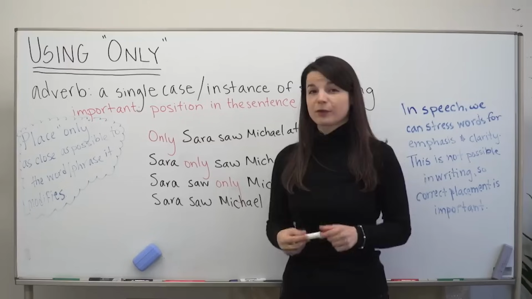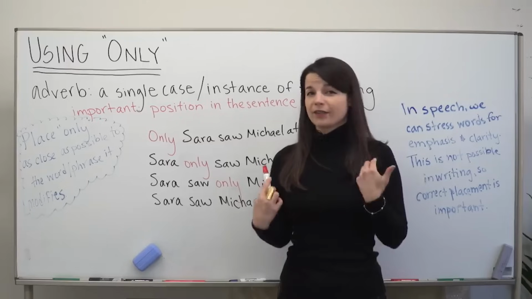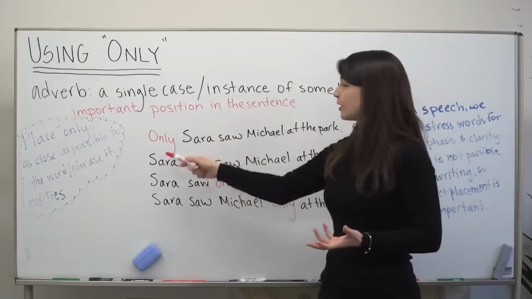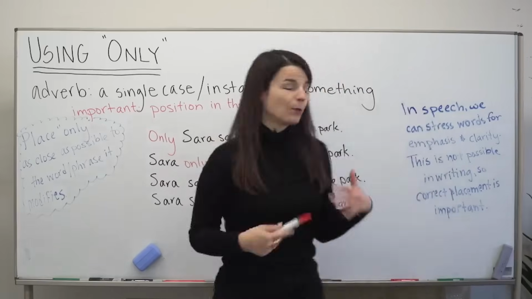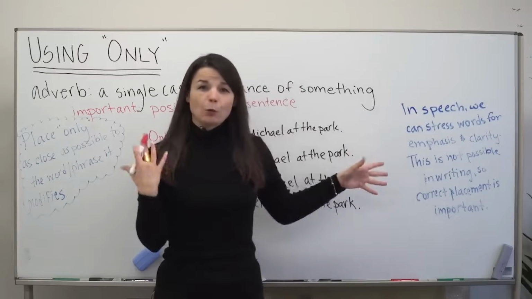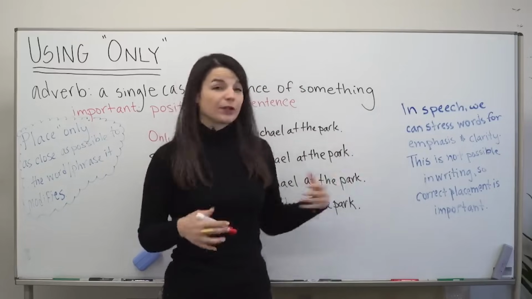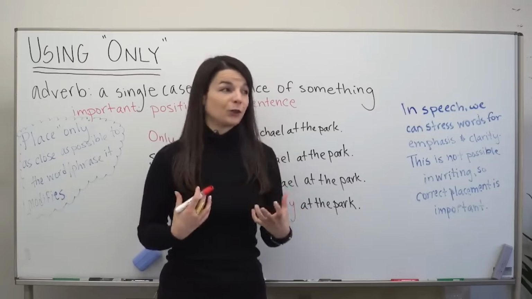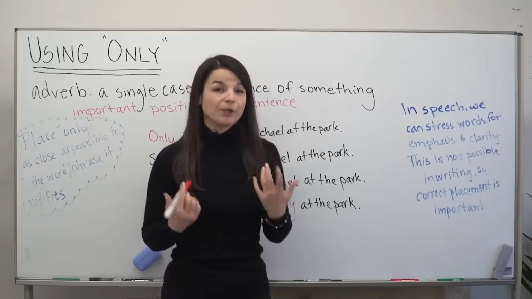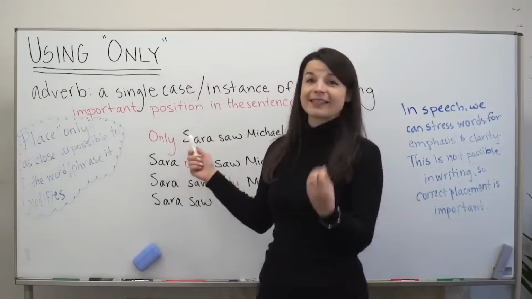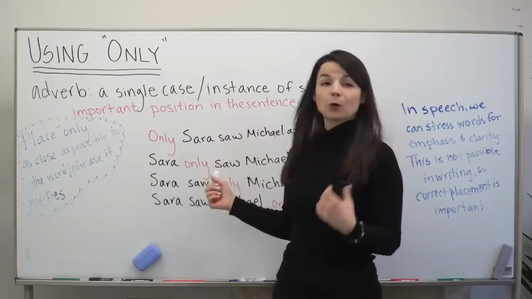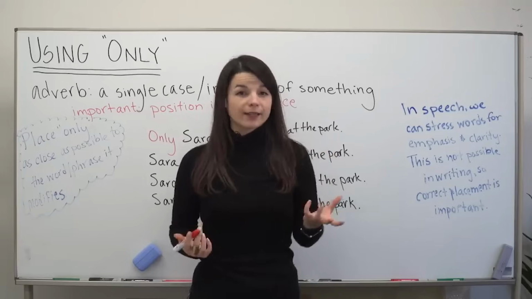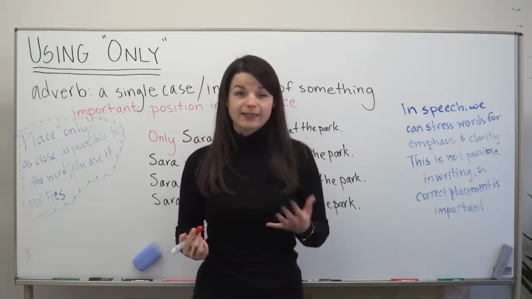So it's important to keep in mind. Another thing that I've done throughout this lesson a little bit is I've emphasized with my voice the word that only is modifying. But I want to make one more point here. In speech, when actually speaking, we can stress words for emphasis and for clarity to make it very clear which word in the sentence we want to emphasize, which word we want only to modify. So for example, I can say only Sarah saw Michael at the park, or Sarah only saw Michael at the park. So with your voice, you have the ability to emphasize certain words and certain phrases in the sentences.